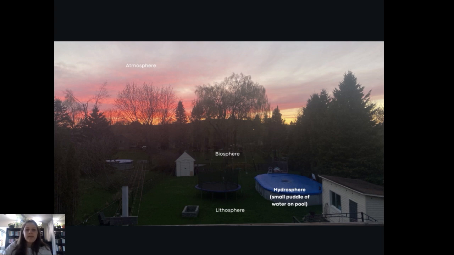It also has a biosphere, which includes all living organisms: plants, animals, fungi, and microorganisms. These spheres constantly interact to keep the ecosystem running smoothly.